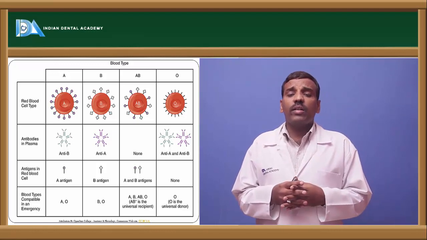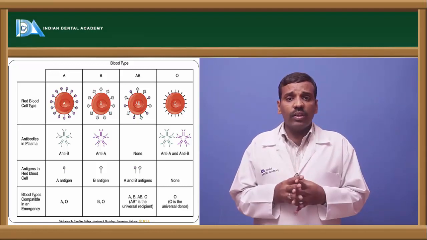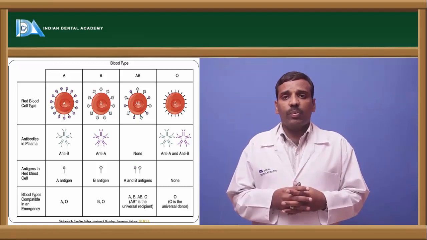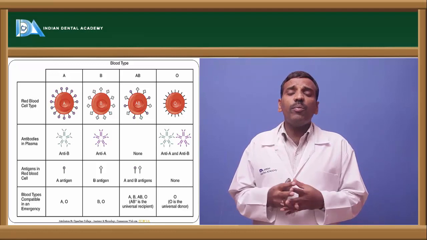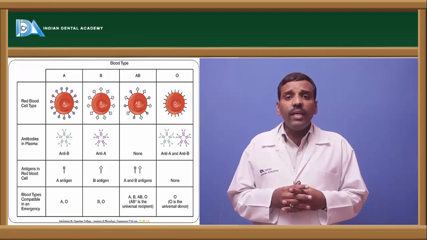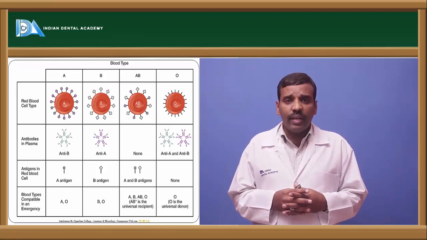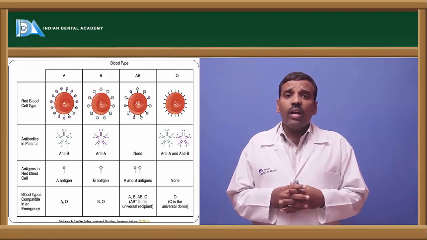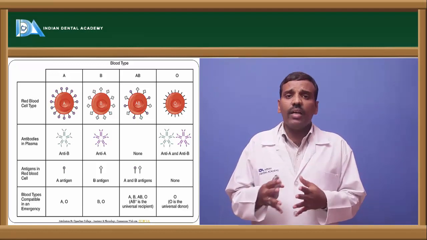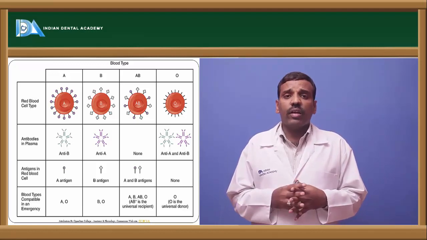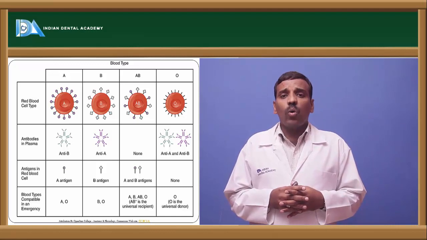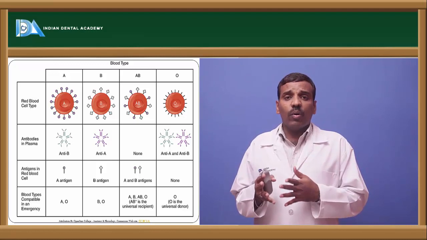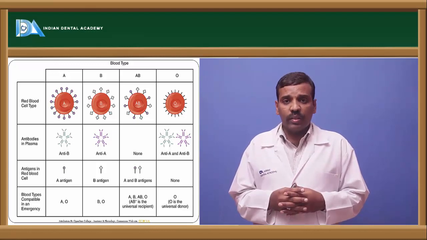If you see blood group A, antigen A is present and antibody B is present. If you see blood group B, antigen B is present and antibody A is present. And if you see blood group AB, both antigens A and B are present and antibodies are nil. And the next one is O group. In this case, antigens are absent and both antibodies A and B are present.